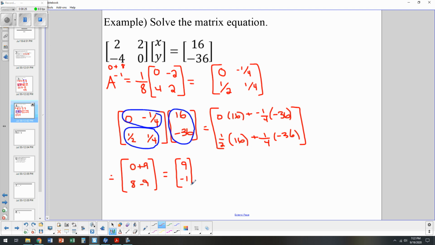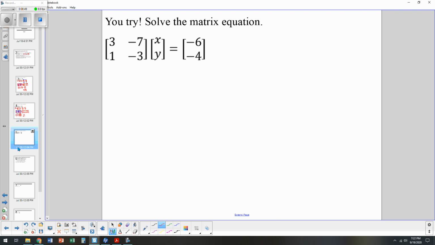So what that tells me is technically x equals 9 and y equals negative 1, because x was the first part, right? X was the top number, y was the bottom number. I'm okay with you leaving your answer as this, but if I asked you what is x, what is y, you should be able to tell me that as well. So you go ahead, give this a try, pause it to see the answer.